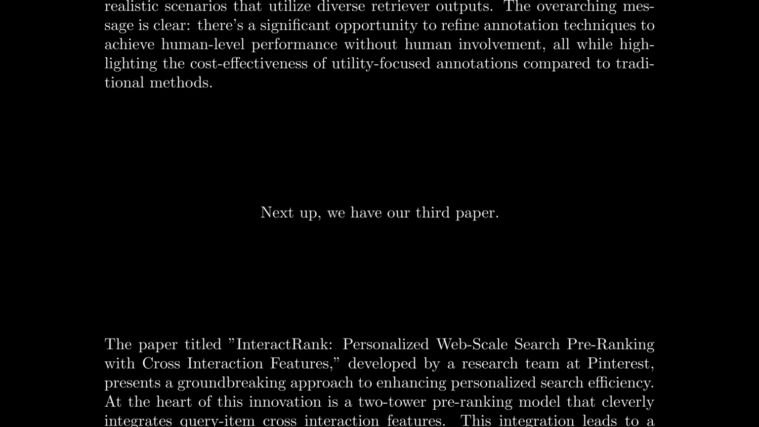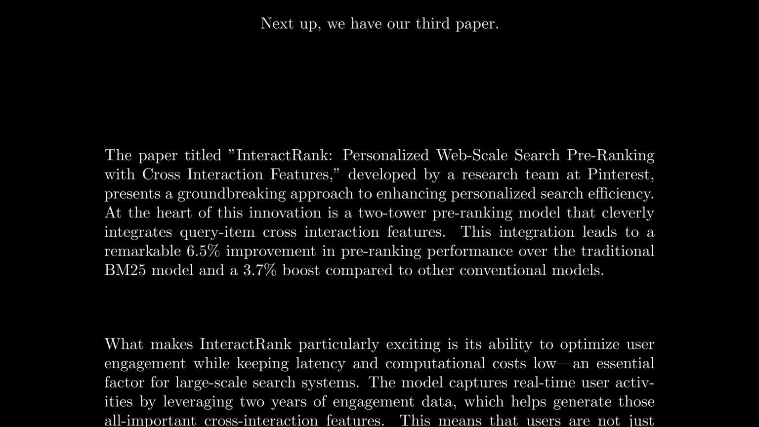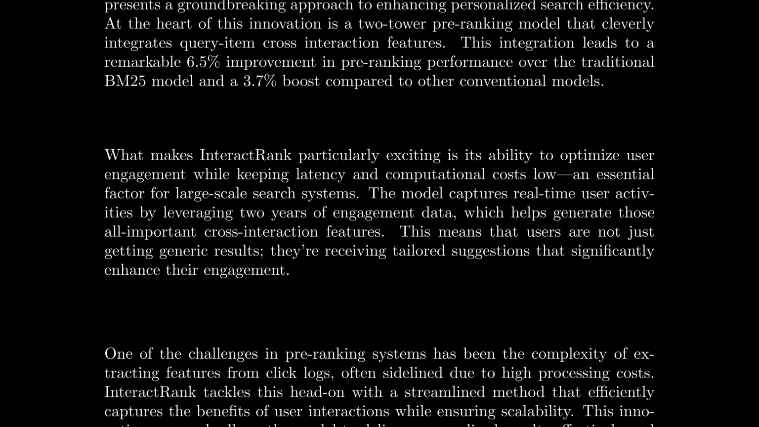Next up, we have our third paper. The paper titled InteractRank, Personalized Web-Scale Search Pre-Ranking with Cross-Interaction Features, developed by a research team at Pinterest, presents a groundbreaking approach to enhancing personalized search efficiency. At the heart of this innovation is a two-tower pre-ranking model that cleverly integrates query item cross-interaction features. What makes InteractRank particularly exciting is its ability to optimize user engagement while keeping latency and computational costs low, an essential factor for large-scale search systems.